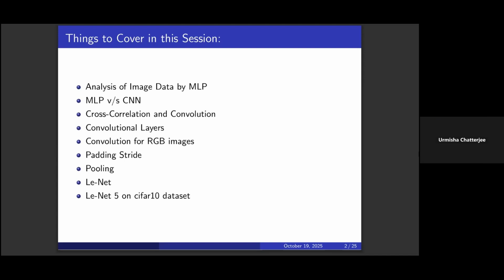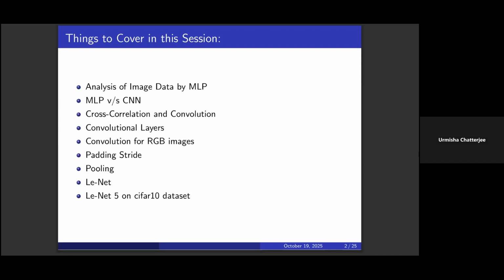All right. So what I plan to cover today is what the problems are that we can face while analyzing image data with multi-layer perceptrons. In the last sessions, we have been doing classification of image data using MLP, and there are some issues with it. Second, I'll cover how a convolutional neural network differs from multi-layer perceptrons. Third, some technicalities related to the architecture of CNN.